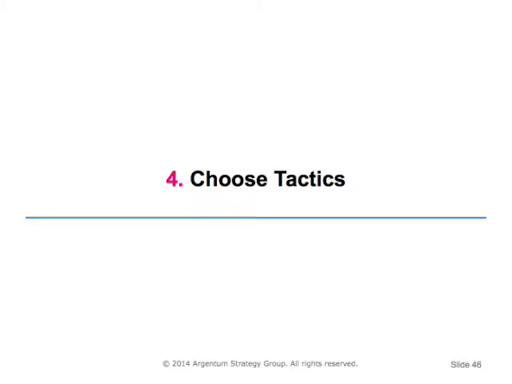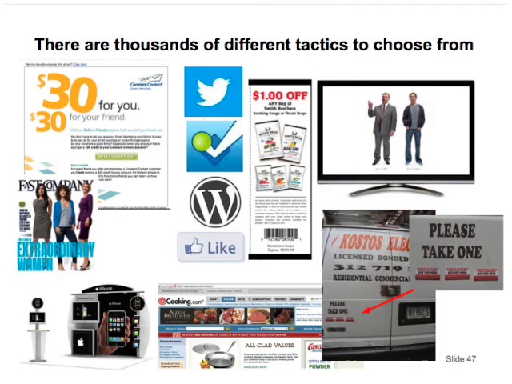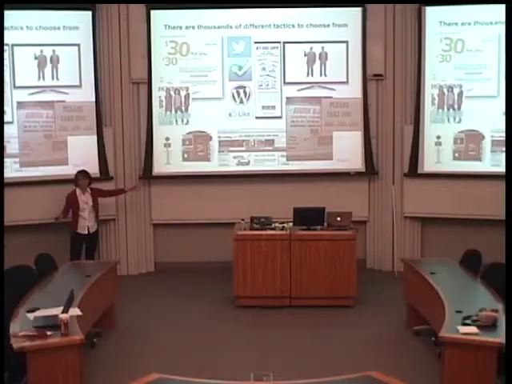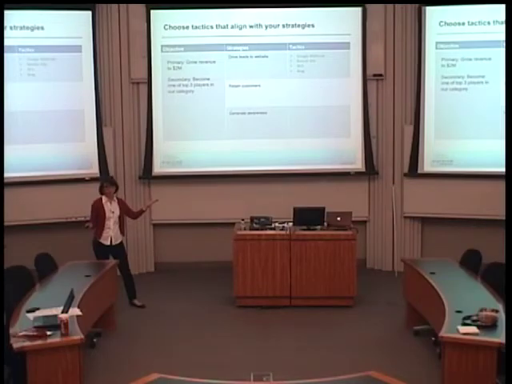And then choose your tactics. Okay, so there are going to be tactics that clearly align with different strategies. There are thousands of different tactics to choose from. Advertising, coupons, social media, tell a friend, PR, trade shows, banner ads. The world is your oyster. So choose tactics that align with your strategies. Some examples are, for driving leads to the website: Google AdWords, banner ads, SEO, a blog, right? Those are going to help you drive leads to your website.